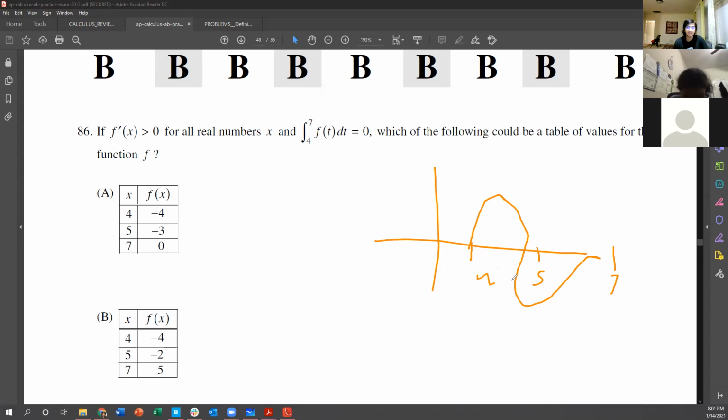If it's only negative or only positive, you're never going to get a net change of 0. That's the first key realization. The other thing is f prime has to be greater than 0. If f prime is greater than 0, that means this isn't possible. That means f prime has to be increasing, so it needs to look something like this.